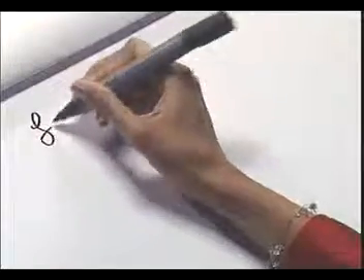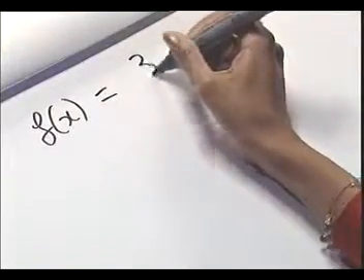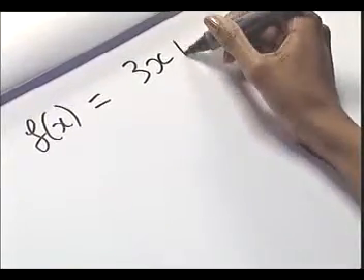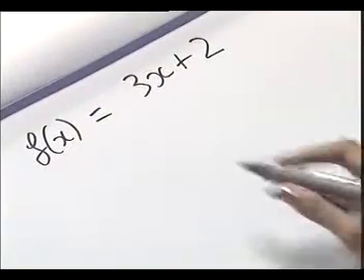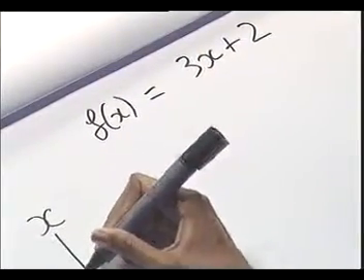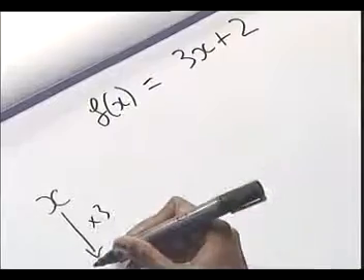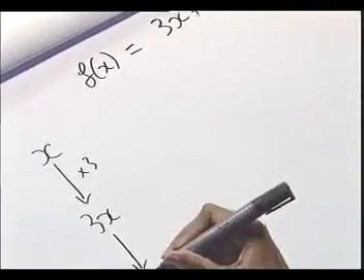Let's work out another inverse function. This time we'll have f of x equals 3x plus 2. Now what does f of x do? Well, we start with x, we multiply it by 3 to get 3x, and then we add on 2.